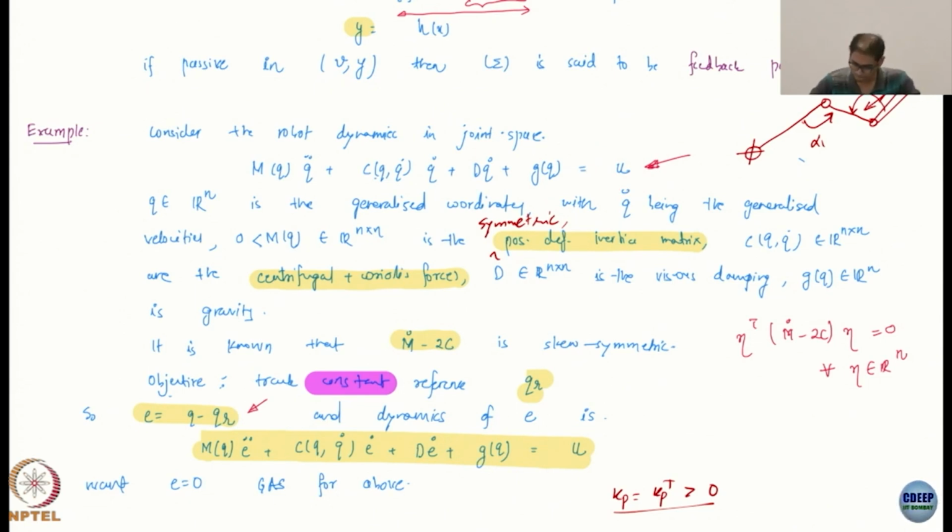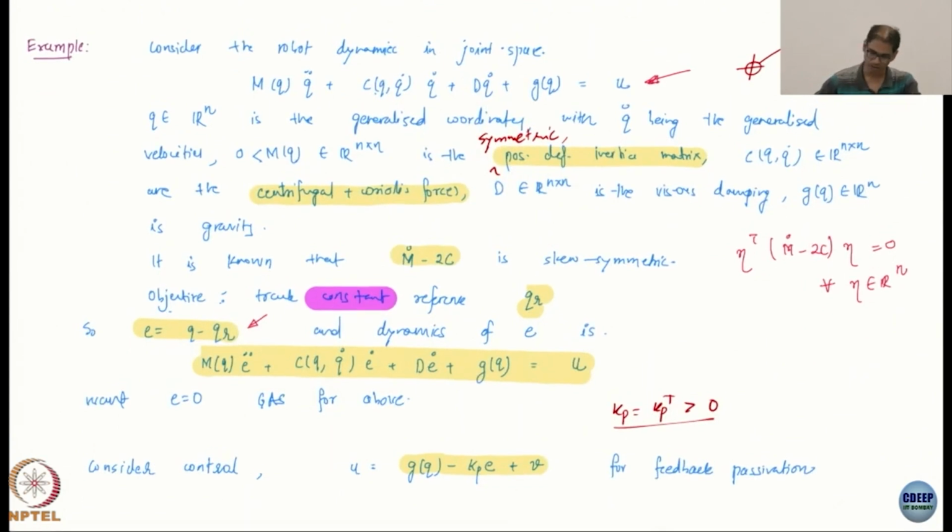If you remember, I mentioned that this M matrix is the inertia matrix. It is symmetric and positive definite always. C is not the damping, C is the centrifugal and Coriolis forces, and D is the viscous damping. We are not a modeling course, otherwise we would have talked about how to arrive at these matrices. So we are not going to talk about how to arrive at these, we will just give you these matrices. G is of course the gravity term.